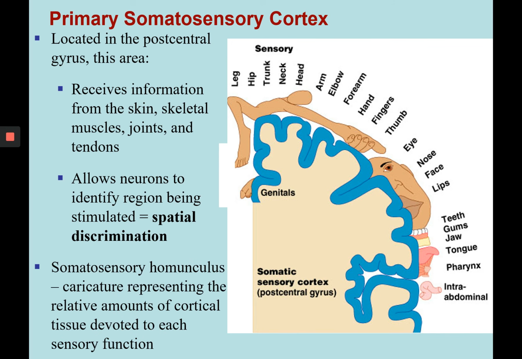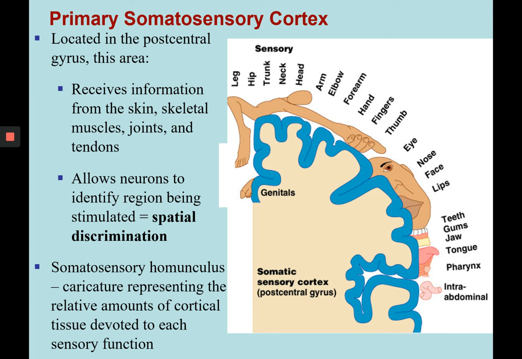So let's review the primary somatosensory cortex. It had a homunculus. We know the primary somatosensory cortex is located in the postcentral gyrus, and it's going to be receiving information from the body. It's receiving information from parts of the body that tell us where the body is in space. It allows for spatial discrimination, allows us to identify, like, are we raising our hand? Are we sitting down? Are we writing? Because we're receiving information from the body to the primary somatosensory cortex about your skin.